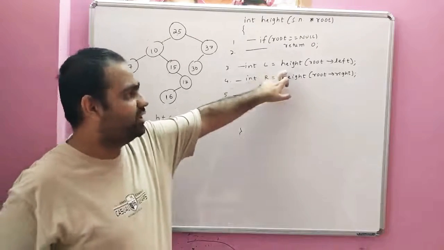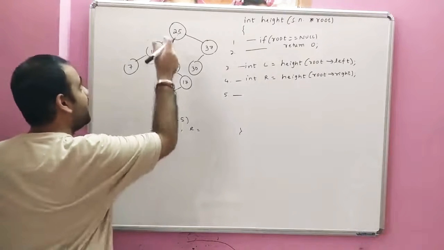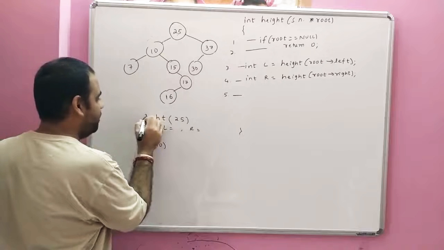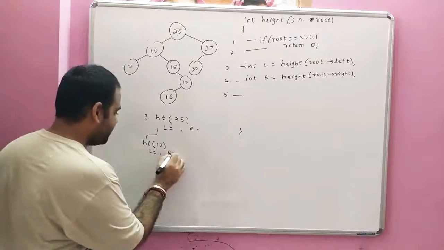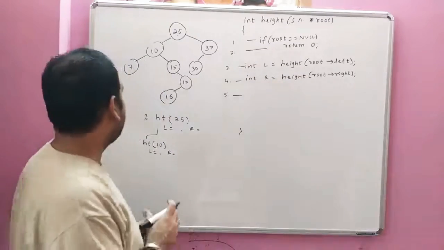Now you call the function height of root arrow left from line number 3. Height of root arrow left: 25 arrow left is what? 10, and we are calling this from line number 3. Again there are 2 local variables, left and right. Go back, 10 equal null? No. Again you say root arrow left.